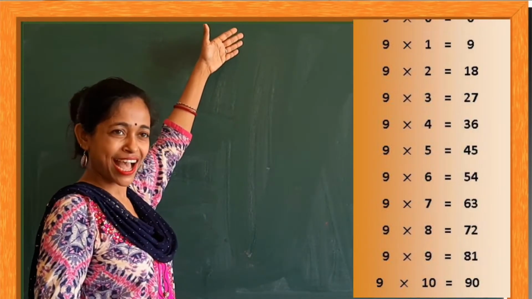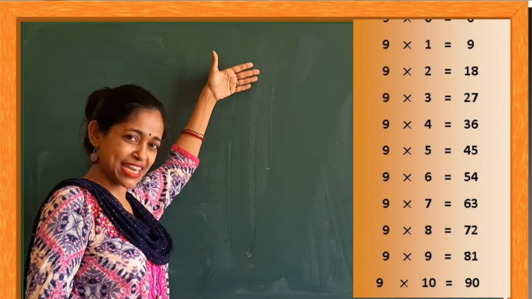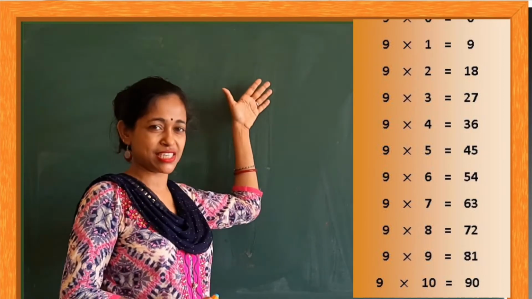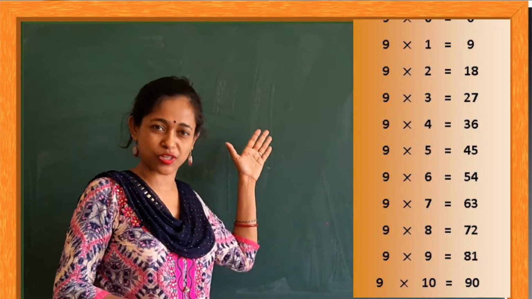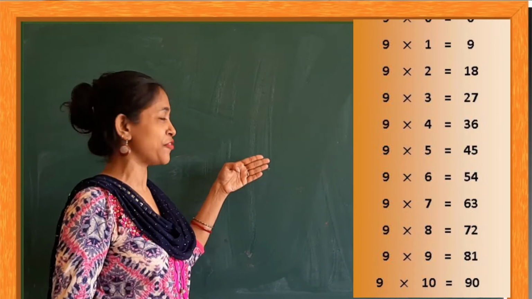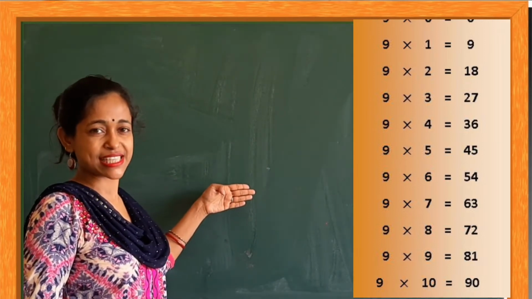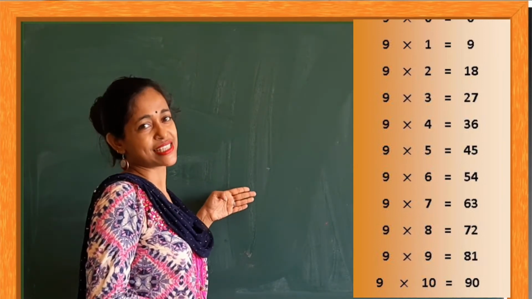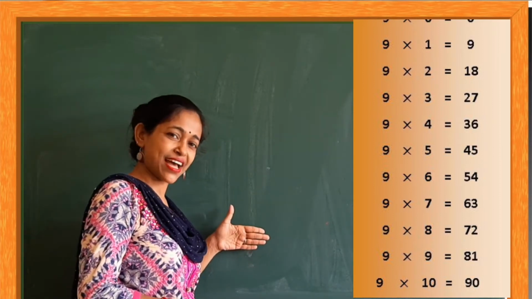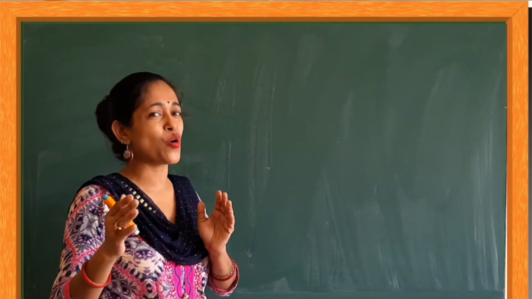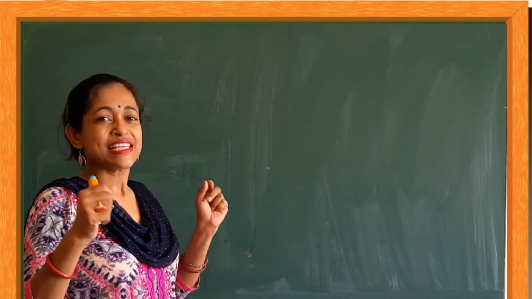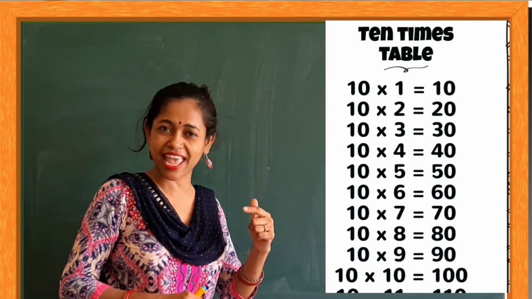9 ones are 9. 9 twos are 18. 9 threes are 27. 9 fours are 36. 9 fives are 45. 9 sixes are 54. 9 sevens are 63. 9 eights are 72. 9 nines are 81. 9 tens are 90. Now let's conclude our session with the table of 10.